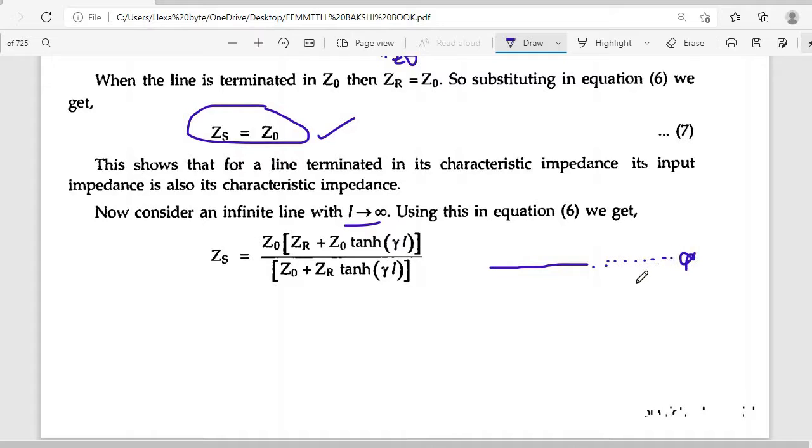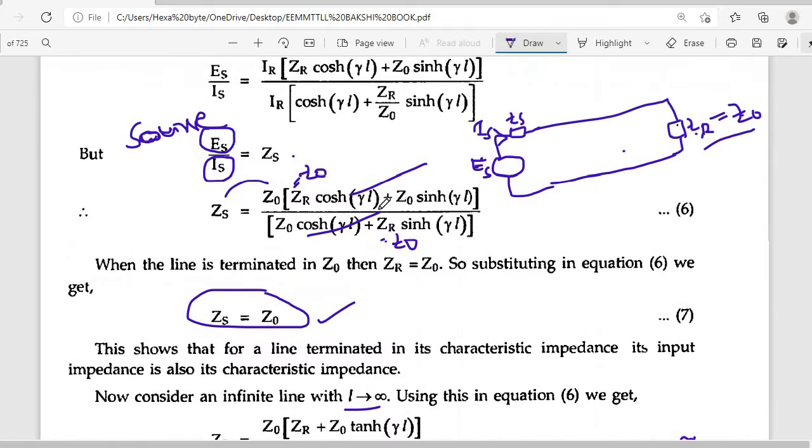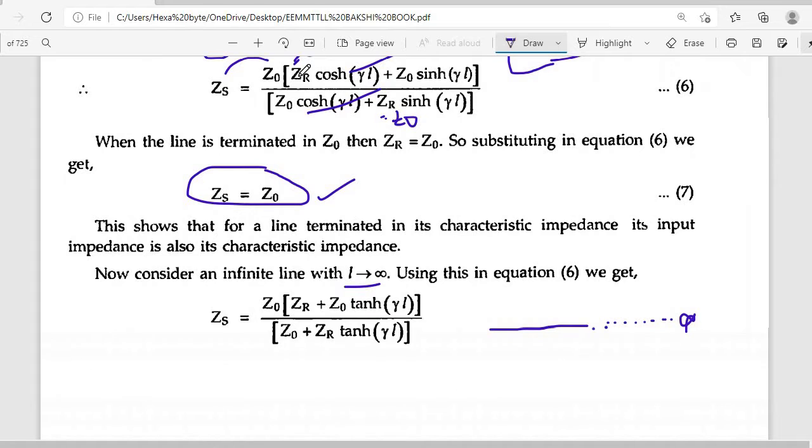Up to infinity. At that time ZS is equal to Z0 (ZR plus Z0 tanh γL) over (Z0 plus ZR tanh γL). Here, as L goes to infinity, the hyperbolic functions change. Like sin by cos gives tan, this becomes tanh.